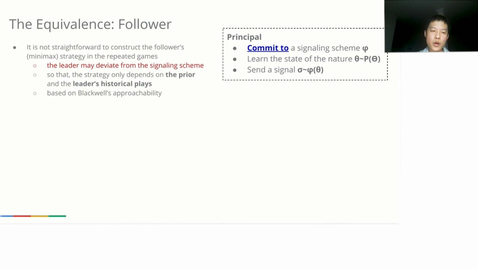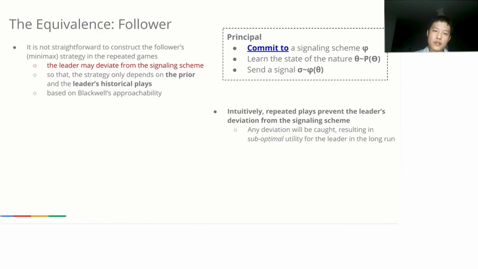And the construction is quite involved and is based on Blackwell's approachability argument. An interested audience is encouraged to look at our papers for further details. The main lesson we learned from this equivalence is that repeated play prevents the leader's deviation from the signaling scheme, because any deviation will be caught ultimately, resulting in suboptimal utility for the leader in the long run.